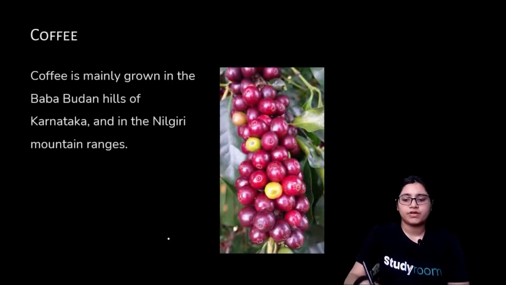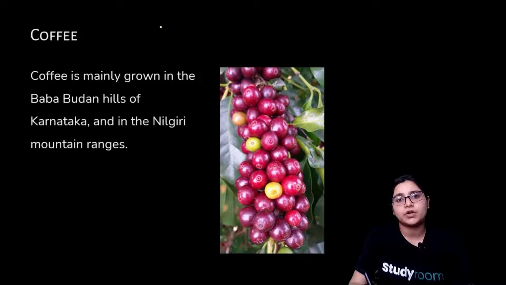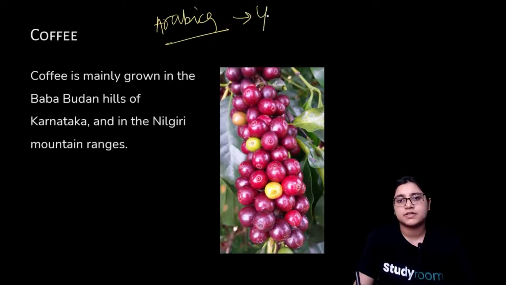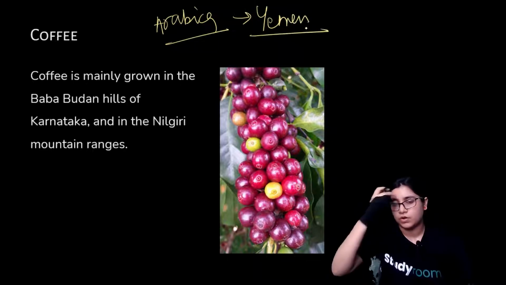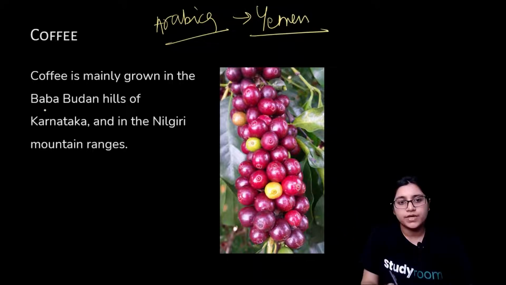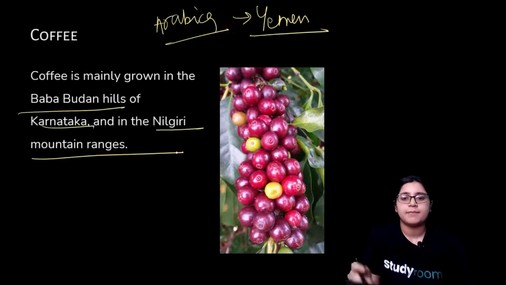Then we have coffee. When you're talking about Indian coffee, you all should remember the name Arabica. Arabica coffee is grown in India, and it came from Yemen. Coffee is mainly grown in the Baba Budan hills of Karnataka and in the Nilgiri mountain ranges.